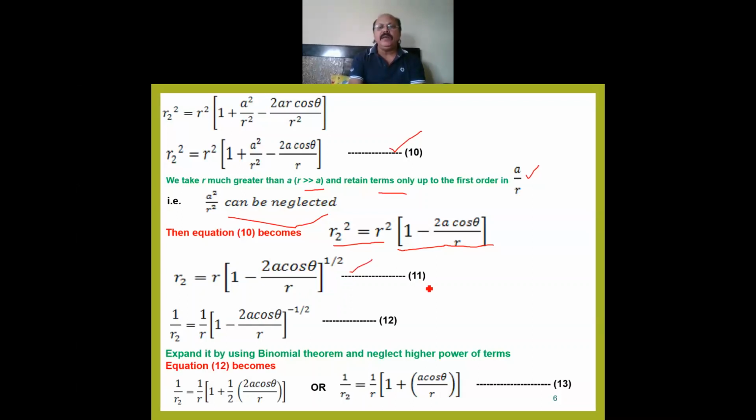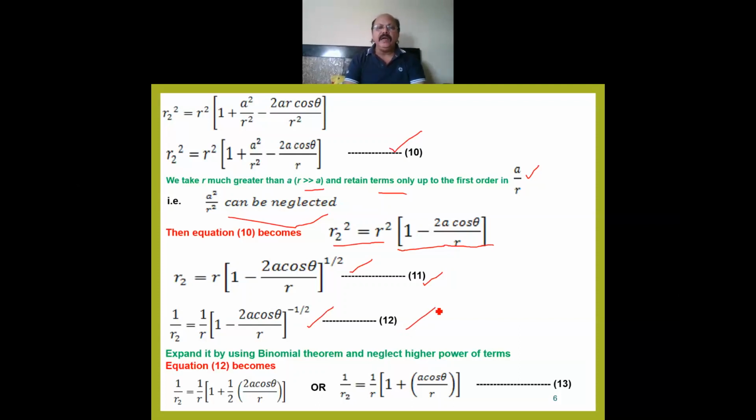Mark equation number 11. Now your aim is to find out 1 upon r2. That value you have to substitute in equation 1. So 1 upon r2 equals 1 upon r within bracket 1 minus 2a cos theta upon r, raised to the power minus 1 by 2. Mark this equation number 12.